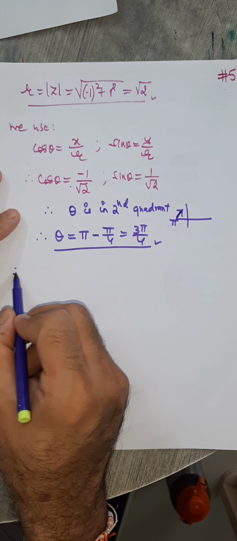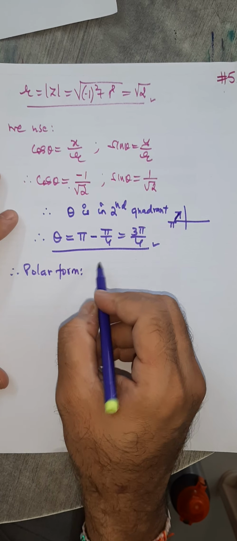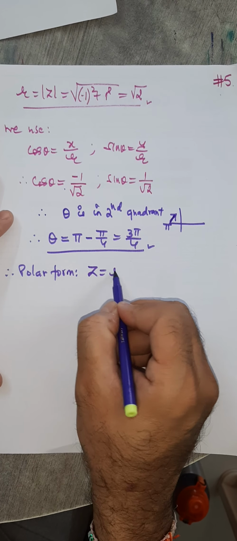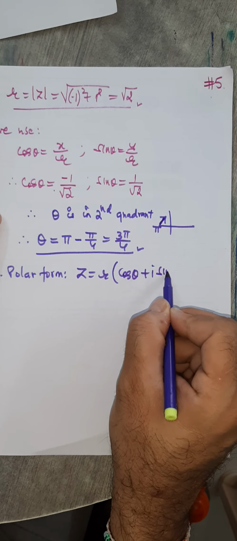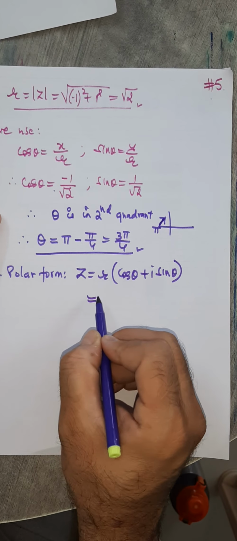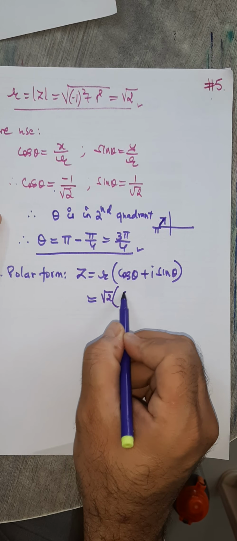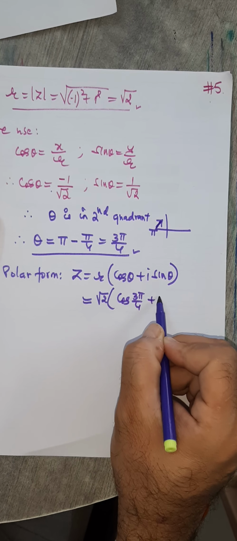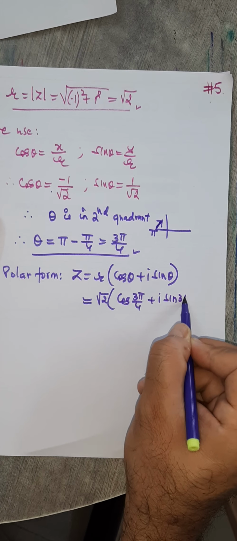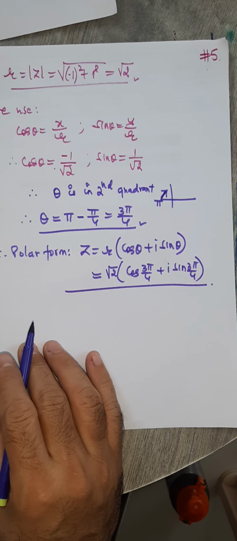So therefore the polar form is here. You know the polar form is z equals r inside the bracket cos theta plus i sin theta. But what is r? That is nothing but root 2. So root 2 into cosine 3 pi by 4 plus i sin 3 pi by 4. This is the final required polar form of the given complex number.